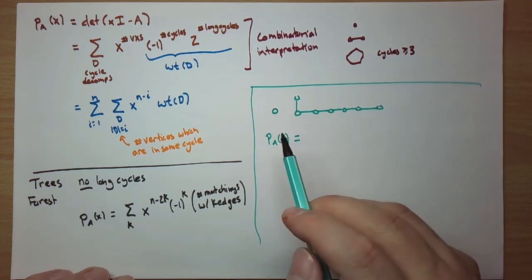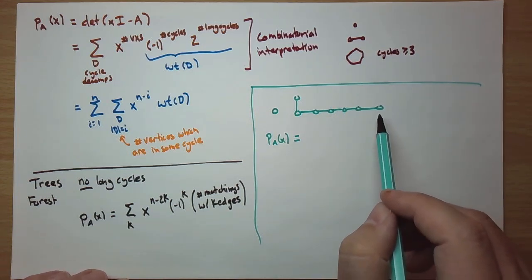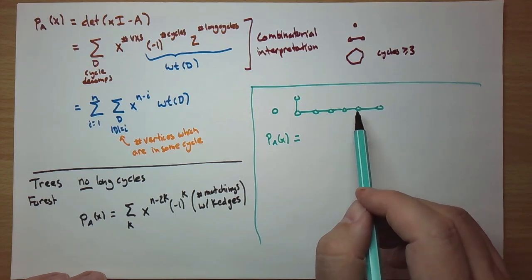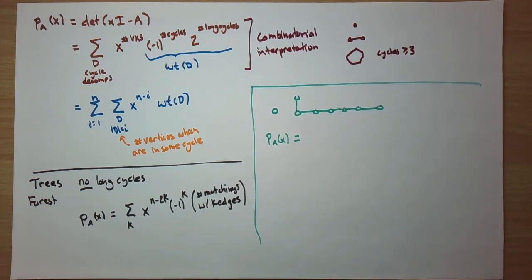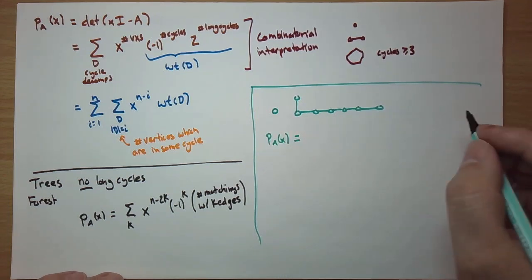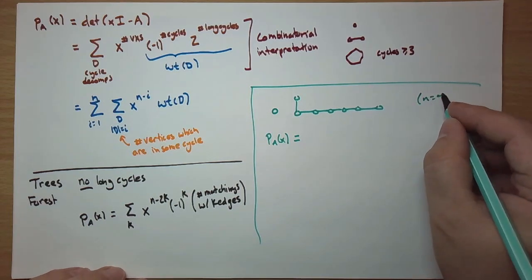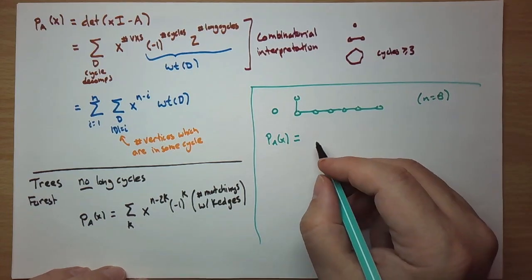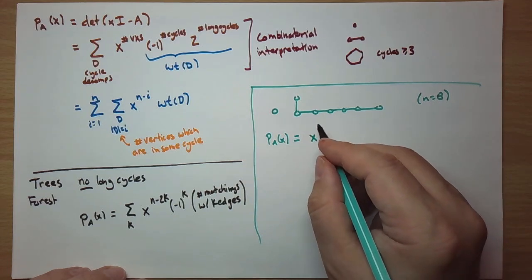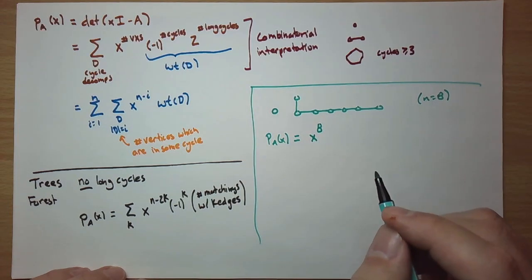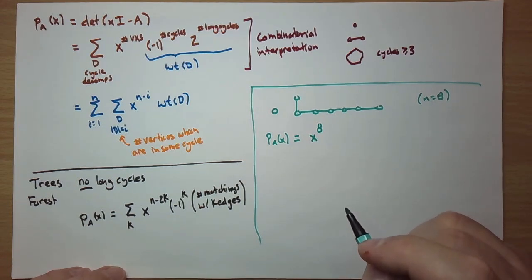All right, and I counted the vertices before, but now I've lost my track. 1, 2, 3, 4, 5, 6, 7, 8. Okay, 8 vertices, great. So here we have n equals 8. That'll help me remember. So we have x to the 8. All right, how many with one edge?